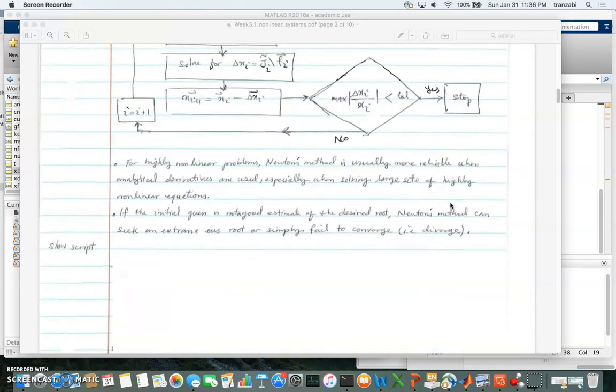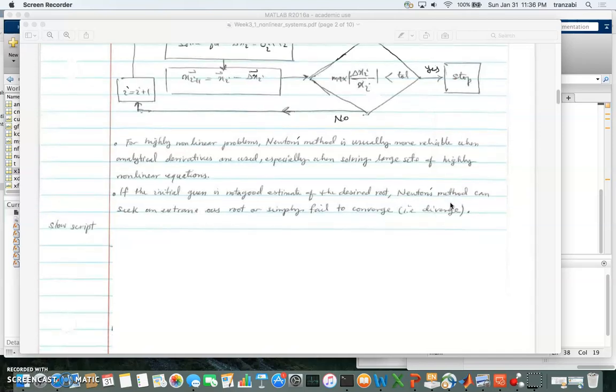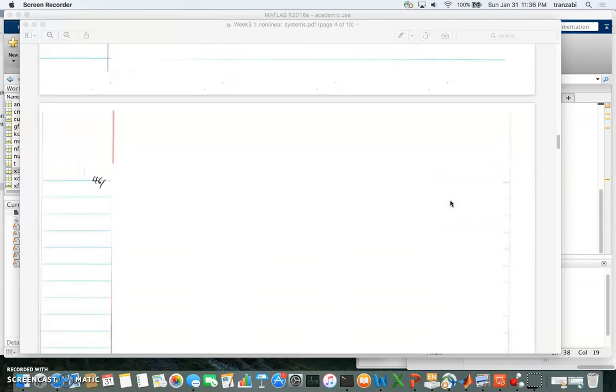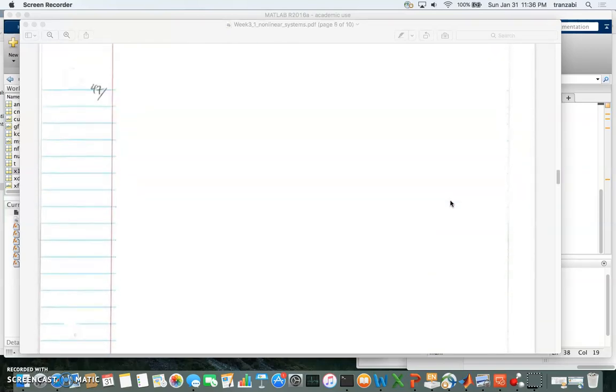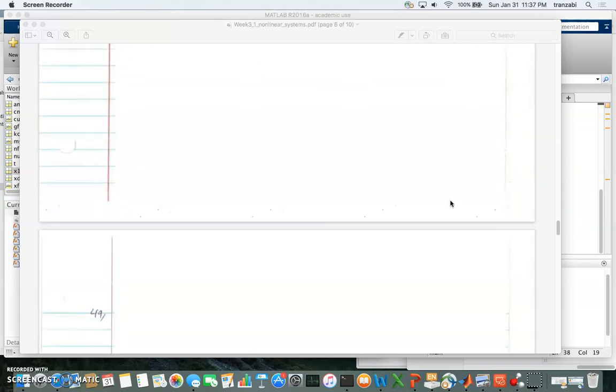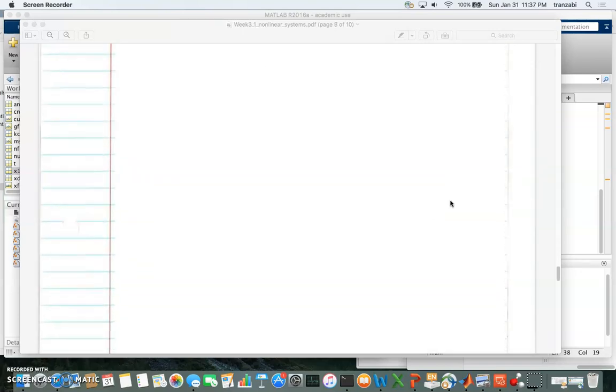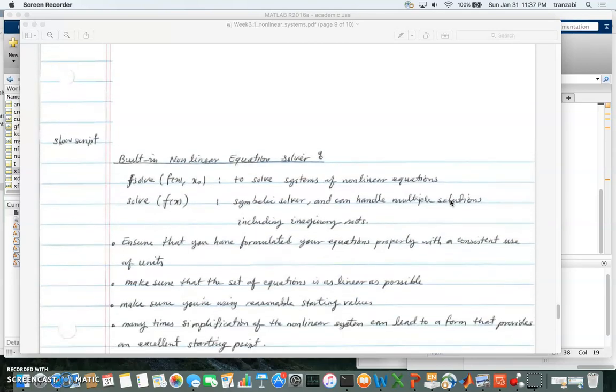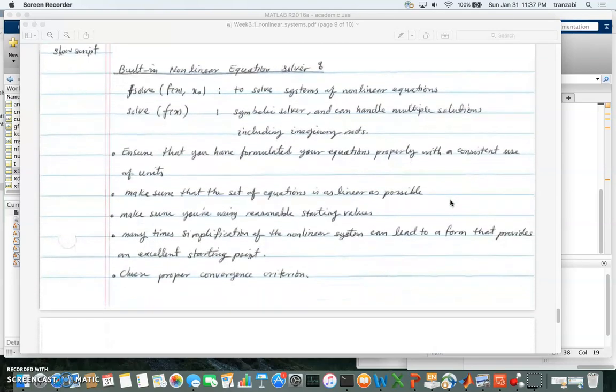So for Newton's method, the very important point is that the initial guess, or initial guesses for variables, should be close enough to the root. And if it's not close enough to the root, then the method is not going to converge. In other words, it's going to basically diverge. So I think it's a good time to look at one example of how we can do Newton's method before we dive into the built-in linear equation solver.